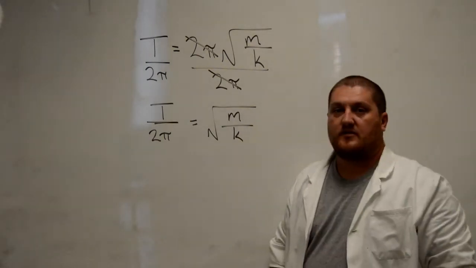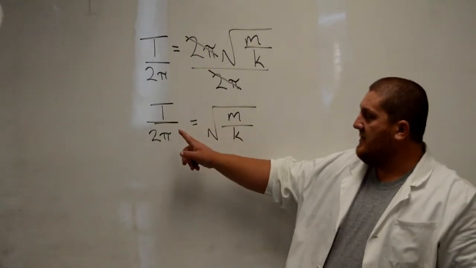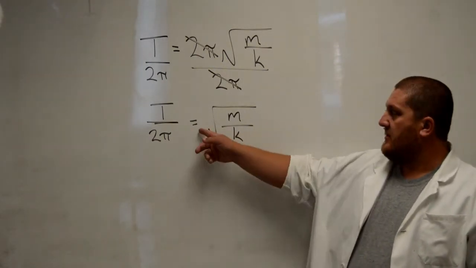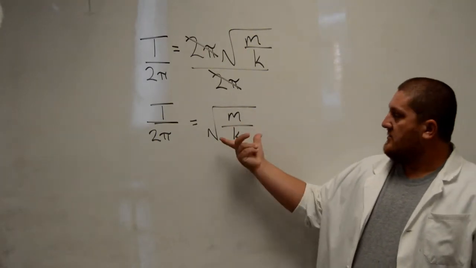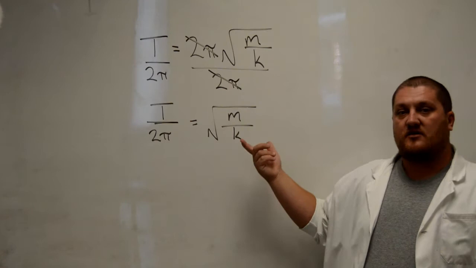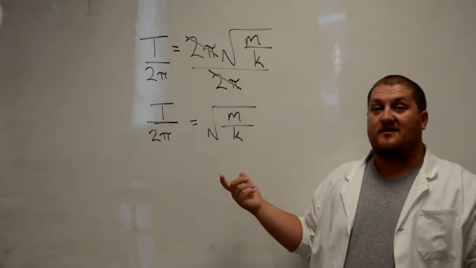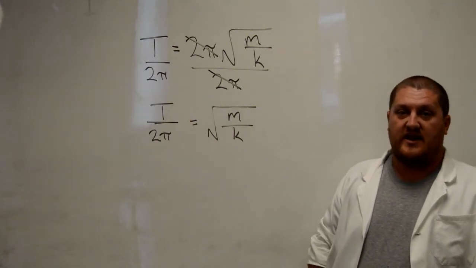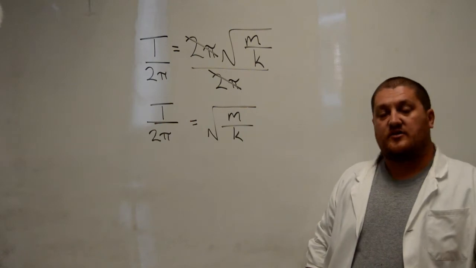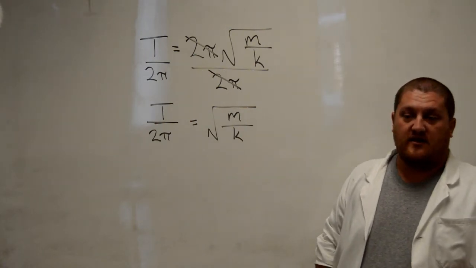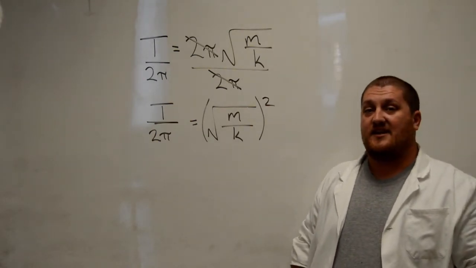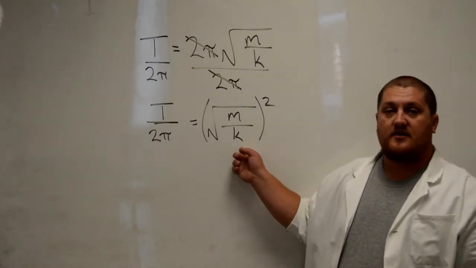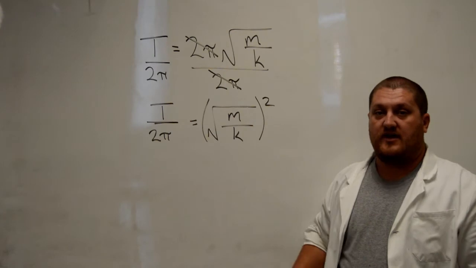So I have t over 2 pi here, and that's equal to the square root of m over k. I notice that this is all inside the square root, so I need to undo the square root next. To undo a square root, I take the square. And again, anything I do to one side, I must also do to the other.